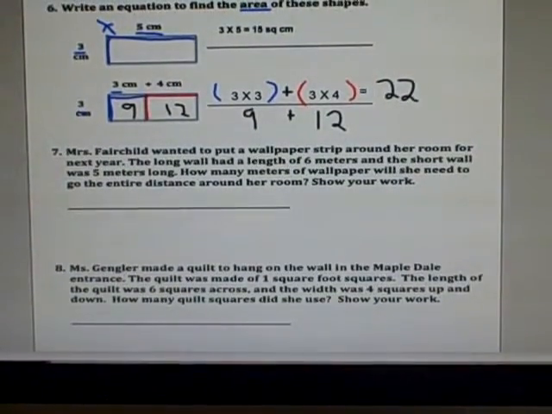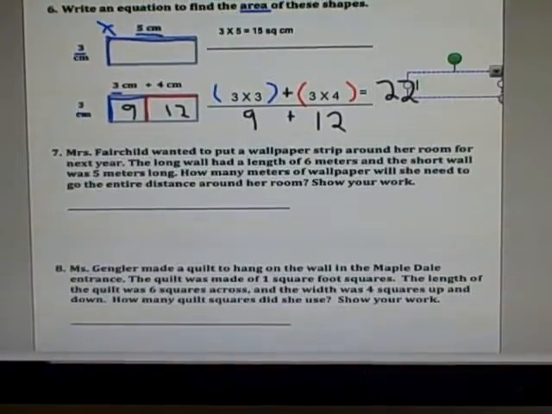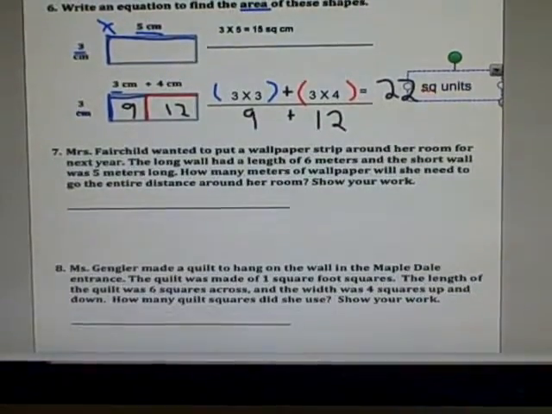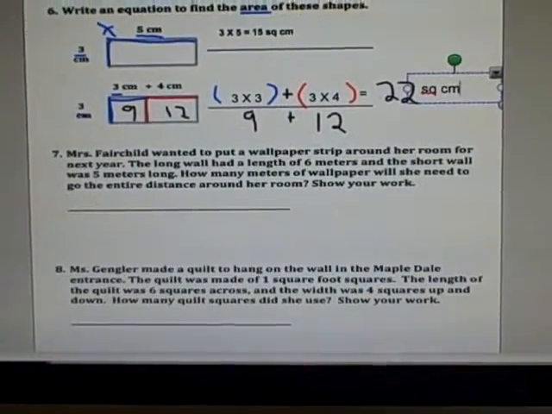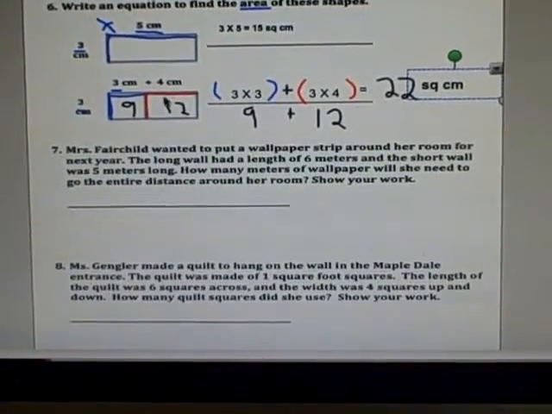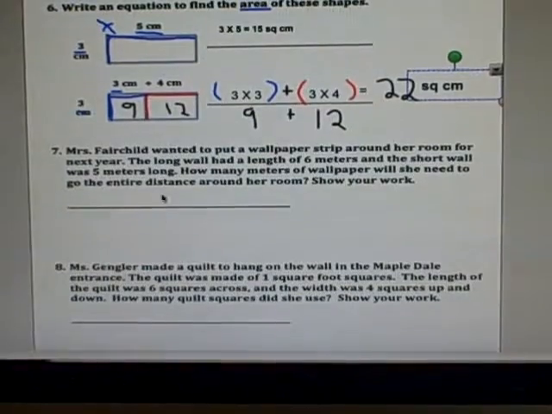All right, I better type that though. 22 what? Remember, we always have to label it. Very good. Oh, again, it's centimeters. Sorry, square centimeters. Okay, those are the area problems. Let's do some word problems.